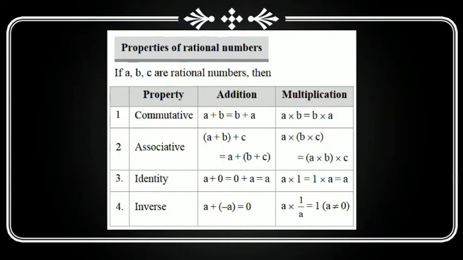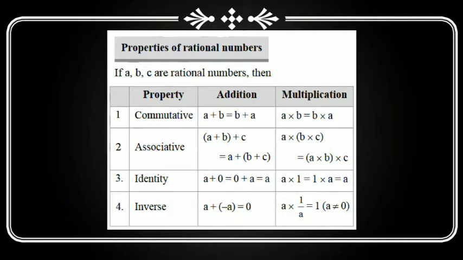Properties of rational numbers. There are 4 properties. If a, b, c are rational numbers, then first, commutative: addition, a plus b equals b plus a; multiplication, a into b equals b into a. Second, associative: addition, (a plus b) plus c equals a plus (b plus c); multiplication, (a into b) into c equals a into (b into c).